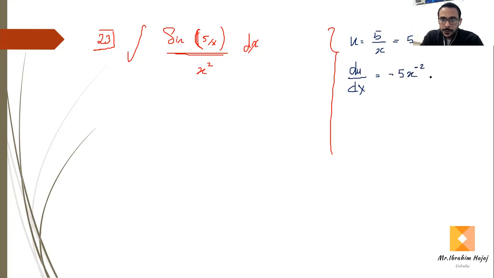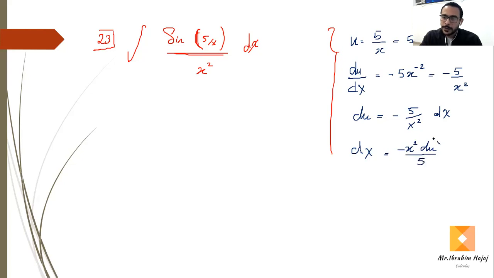Subtract 1 from the exponent and drop the exponent down. So it's negative 5 over x squared, dx. If you would like to write it as negative 5 over x squared and bring the dx here, no problem. Okay, then dx equals du over negative 5 over x squared. Fine. You can make the x squared up here with the du. It's like this with you.